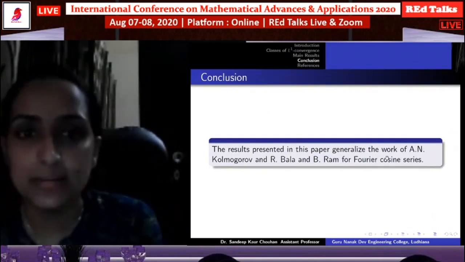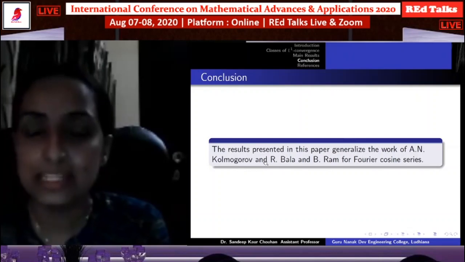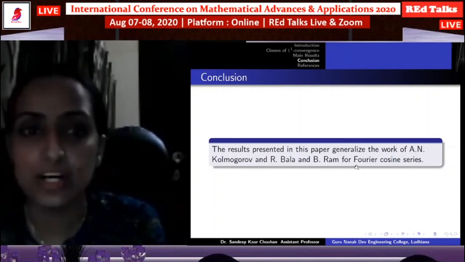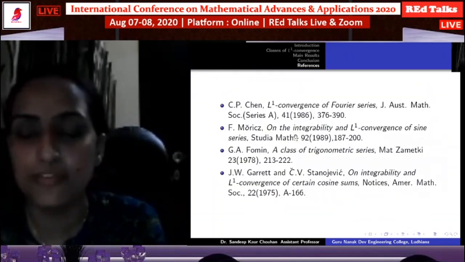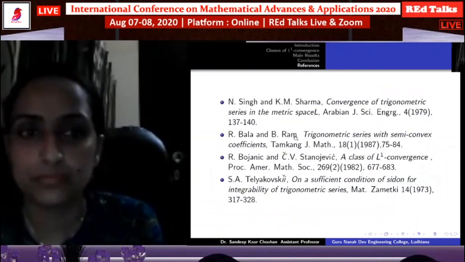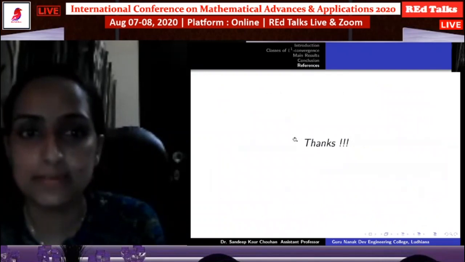Conclusion. The results presented in this paper generalize the work of A.N. Kolmogorov and Renu Bala and Babu Ram for Fourier cosine series. These are the references.